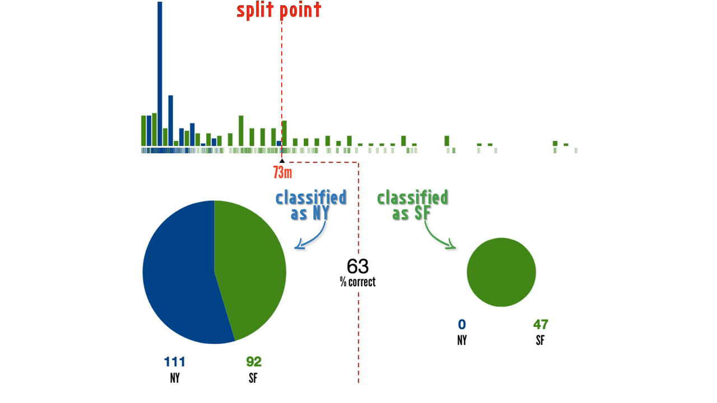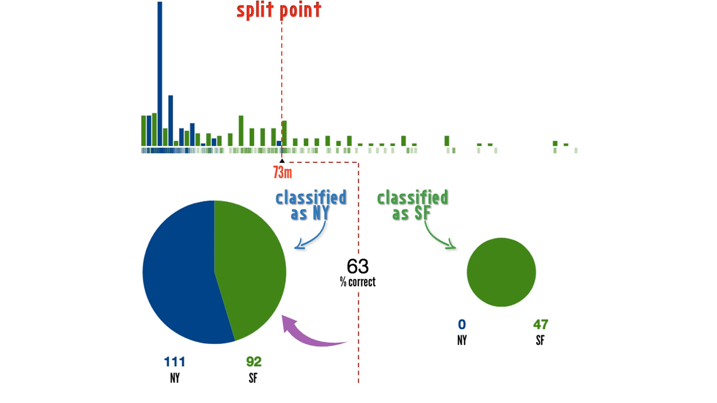Homes to the left of that point get categorized in one way, while those to the right are categorized in another. A split point is a decision tree's version of a boundary. Picking a split point has trade-offs. Our initial split at 73 meters incorrectly classifies some San Francisco homes as being in New York.